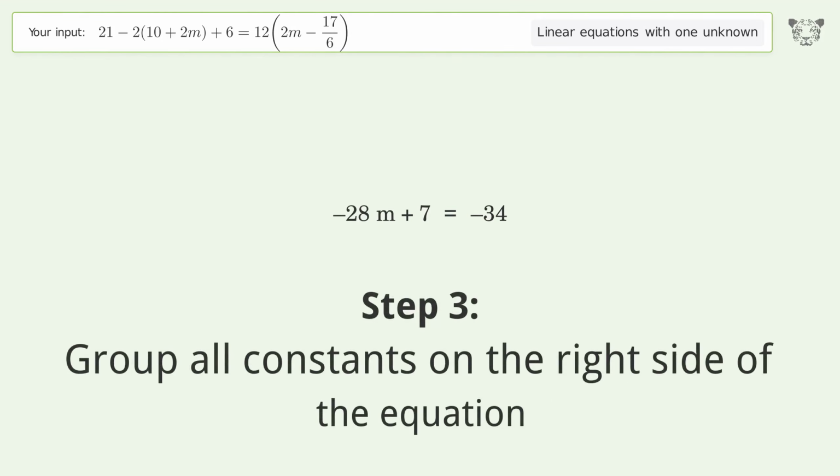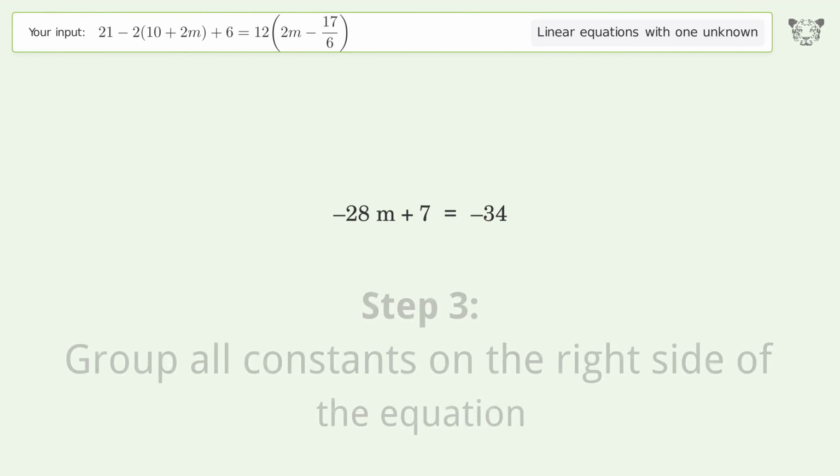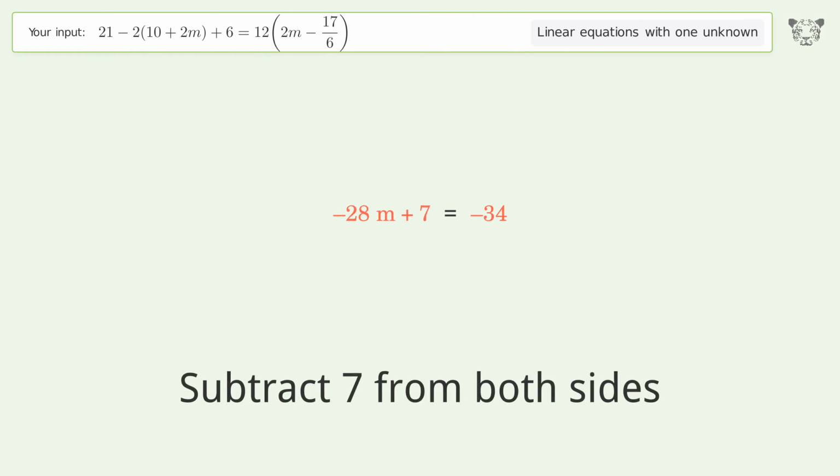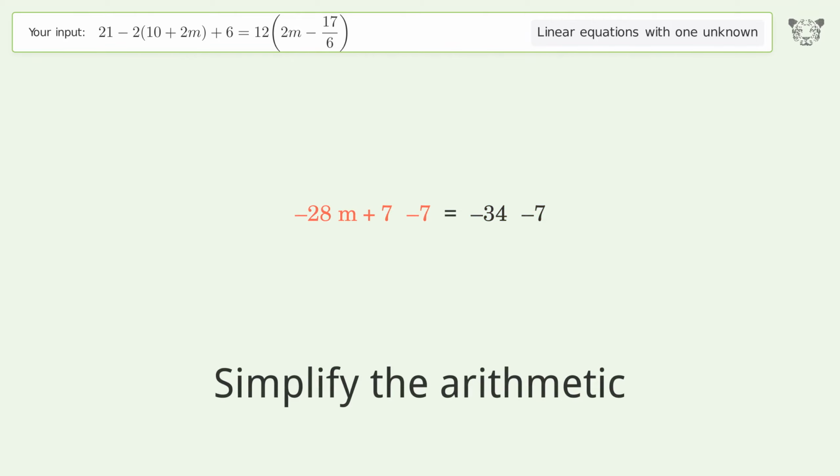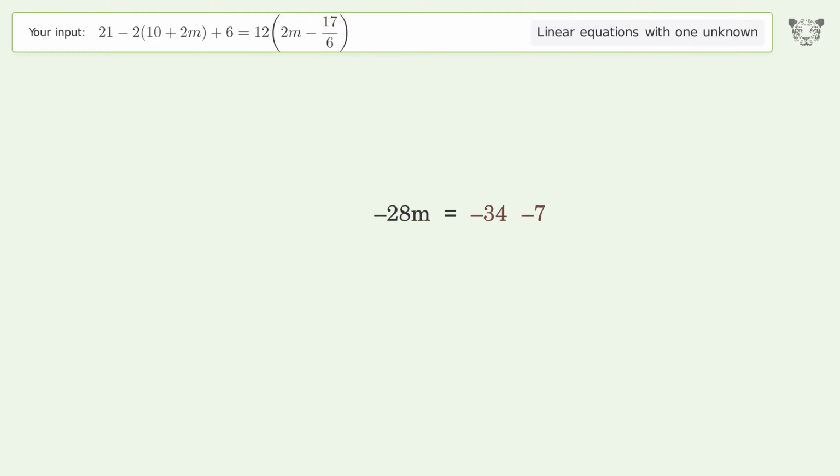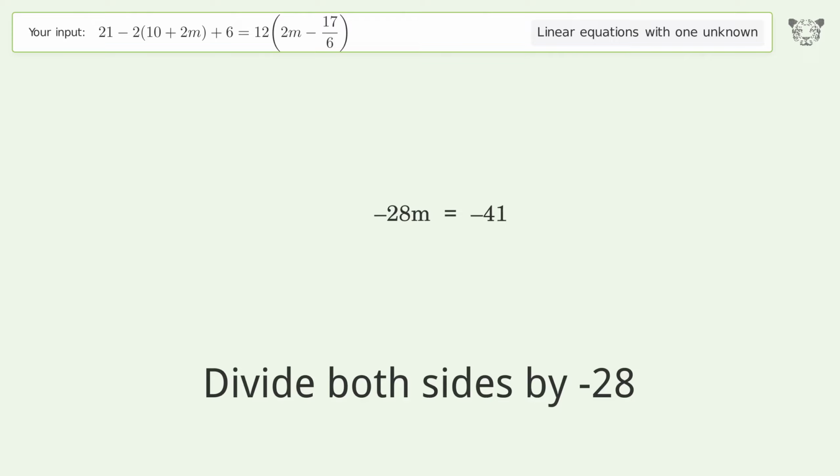Group all constants on the right side of the equation. Subtract 7 from both sides. Simplify the arithmetic. Isolate the m. Divide both sides by -28.